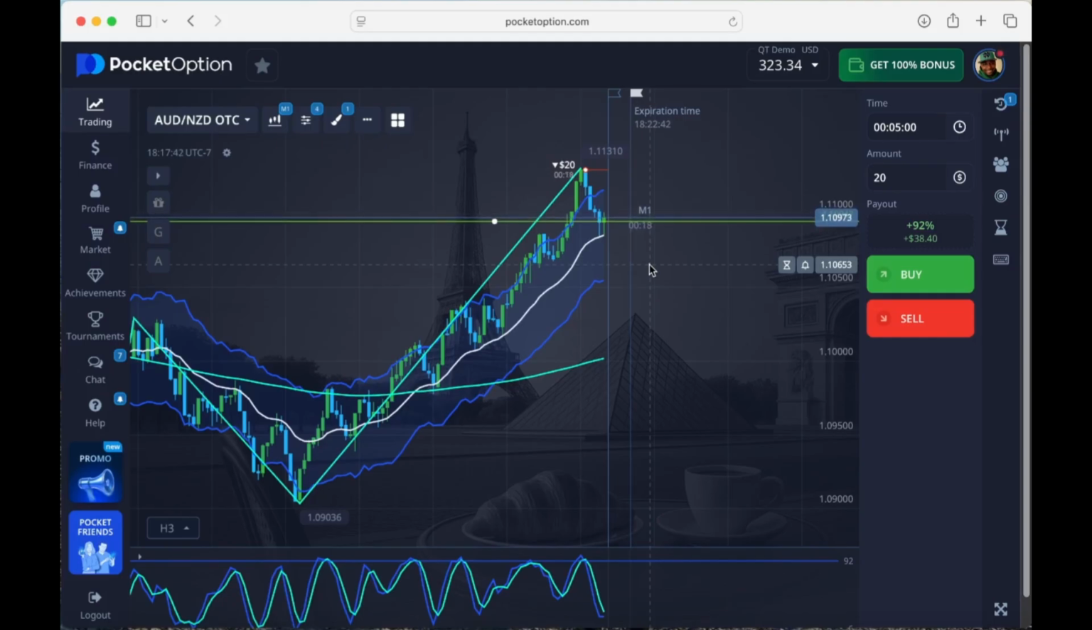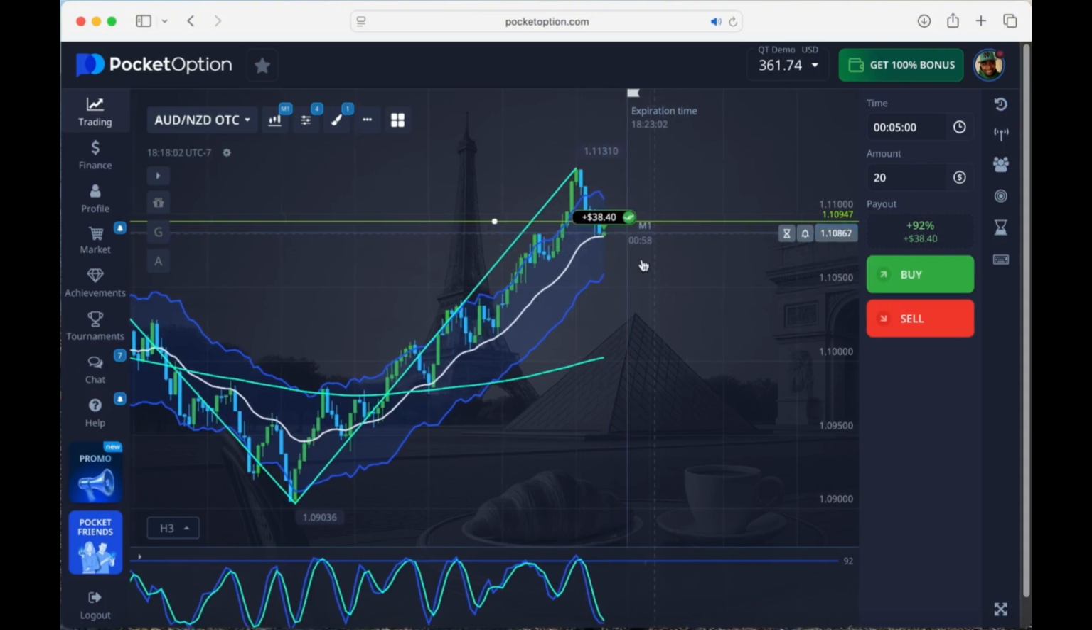So we got about 20 seconds left. As I predicted, it was going to get to the middle of the Keltner and start shooting up. But let's see if it continues down. I feel like it's not going to break structure, but we're going to win this trade because we only got 5 seconds left.